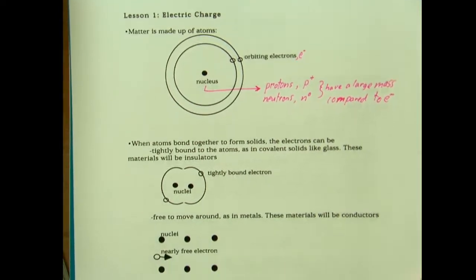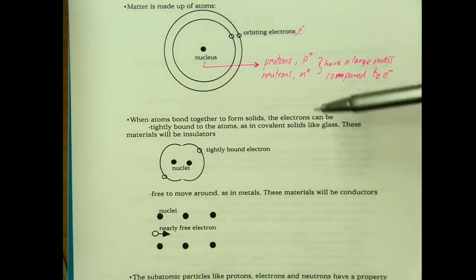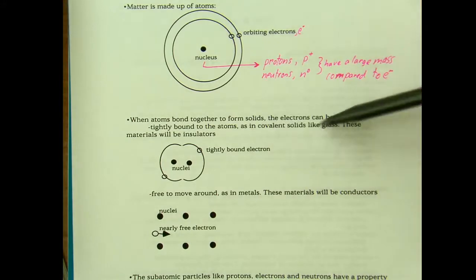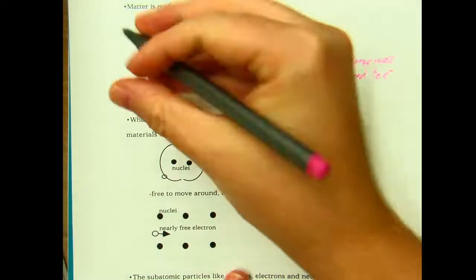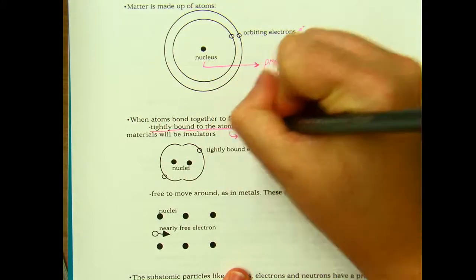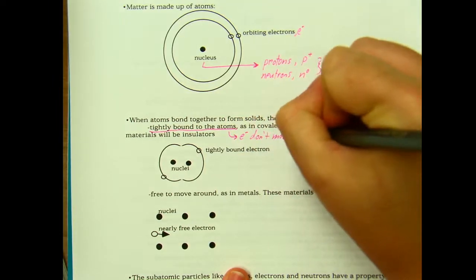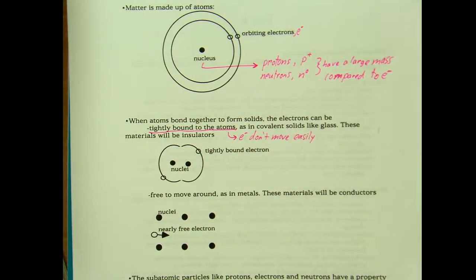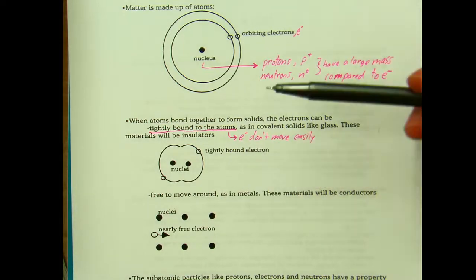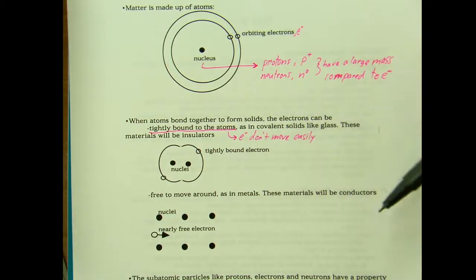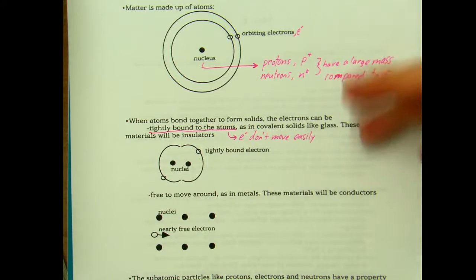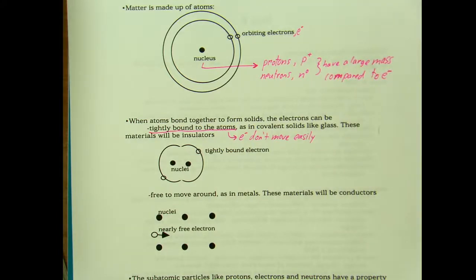So when atoms bond together to form solids, the electrons can be tightly bound to the atoms, as in a covalent solid like glass. What that means is if they're tightly bound to the atoms, the electrons don't move easily. And if the electrons don't move easily, you get an insulator. But there are some types of materials where the electrons are free to move, as in metals. If the electrons are free to move around, these materials are called conductors. The electrons can move easily.